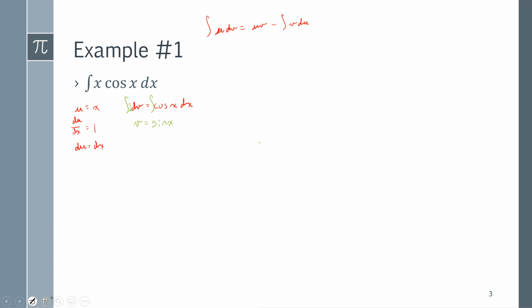So now I have u times v minus the integral of v du.